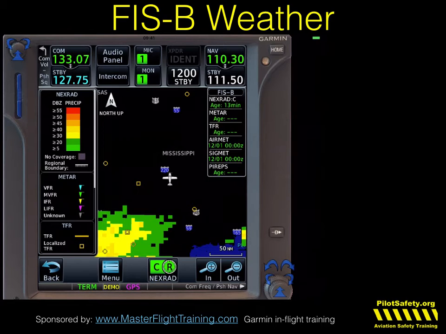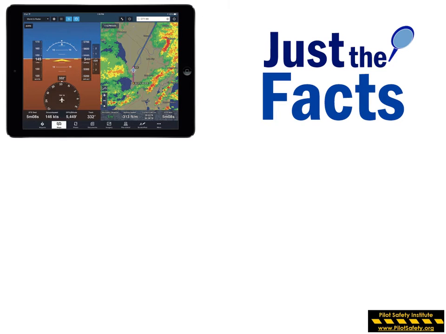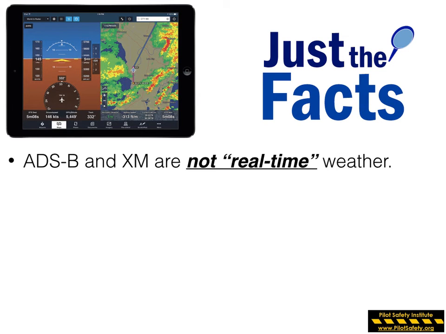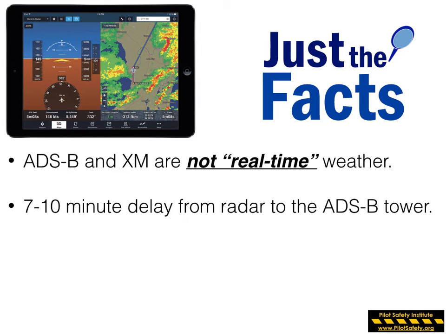So I do want to take a couple minutes to talk about some common misconceptions. Any weather that you get, whether it's through the Iridium data system, XM, or ADS-B, is never real-time weather. There's always a delay. With ADS-B, you could have a 7 to 10 minute delay from the radar just to the ADS-B tower. Then there's another delay in getting it to your airplane. So when you see a weather age on a traffic display, that's how old it was when it got to the tower. It may have been 15 or 20 minutes before it got to you.